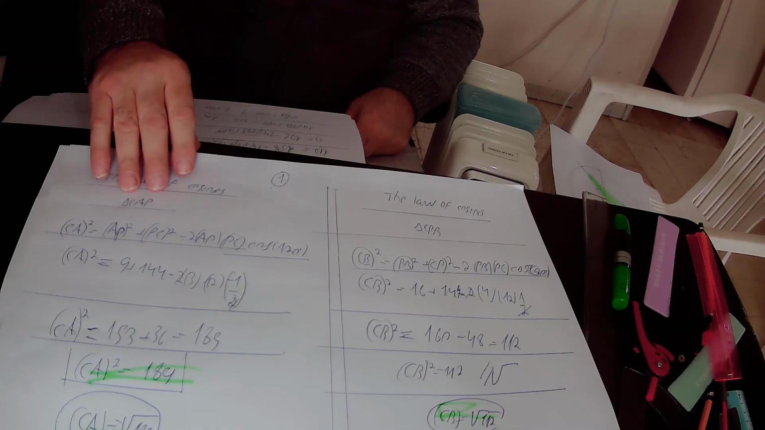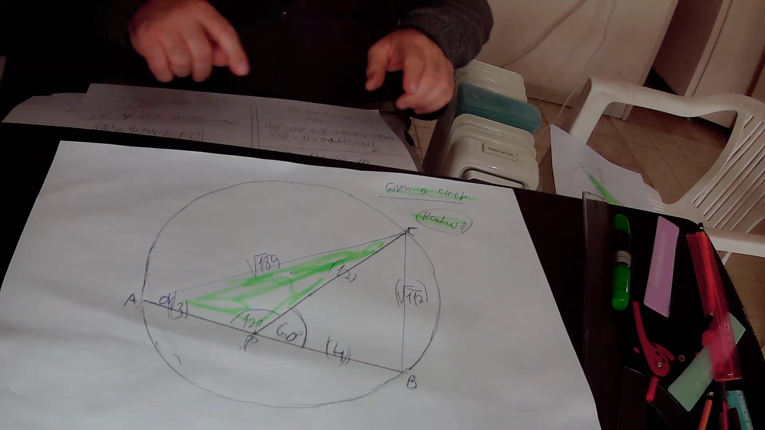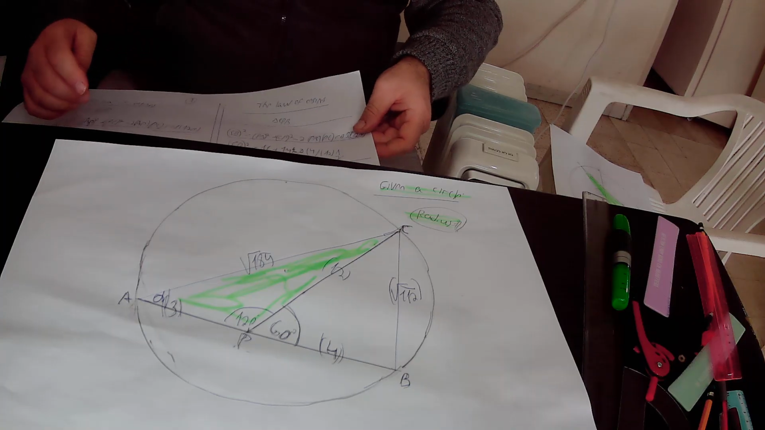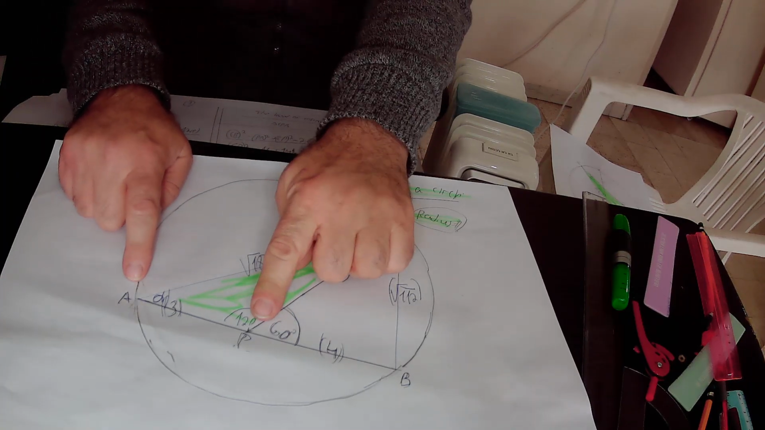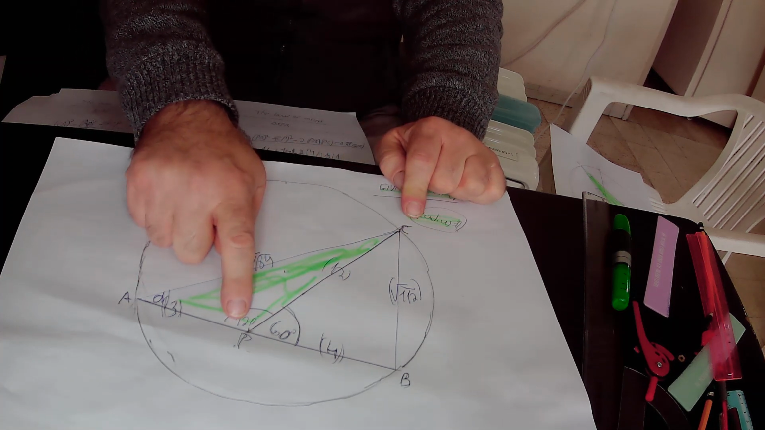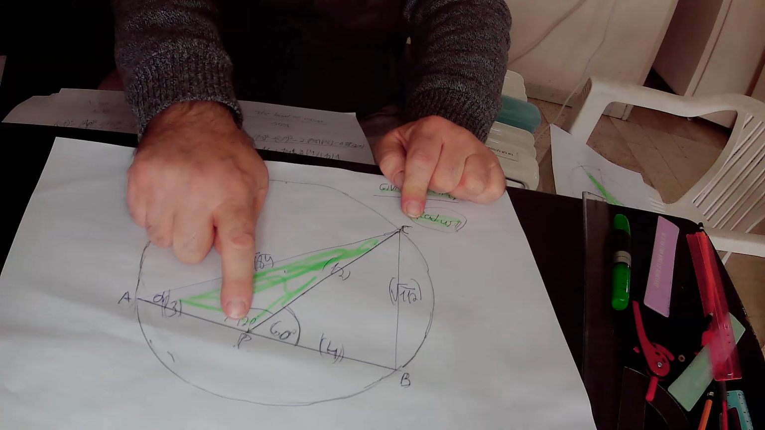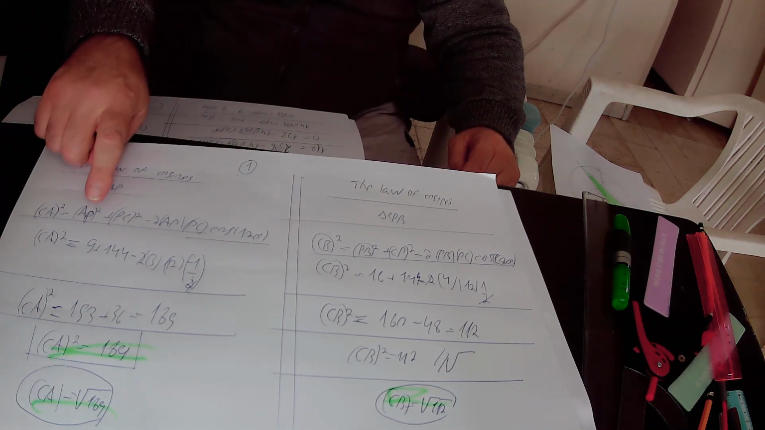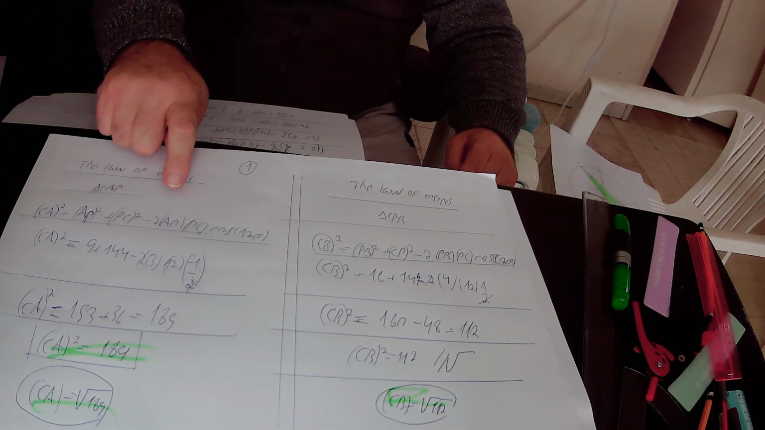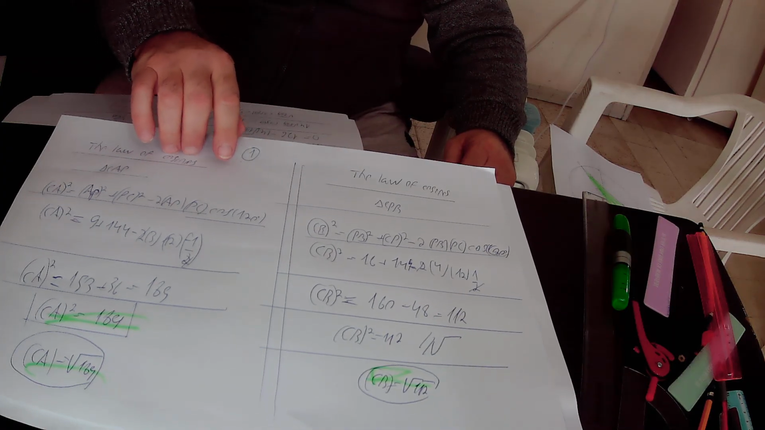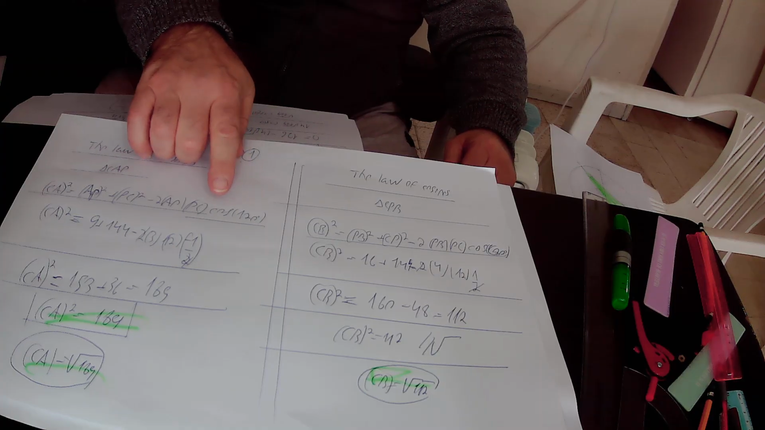CA is the missing side, so CA squared equals AP squared. AP is 3, therefore AP squared is 3 squared, that is 9, plus PC squared. PC is 12, therefore PC squared is 12 squared, that is 144. So CA squared equals 9 plus 144, minus 2 times AP, which is 3, times PC, which is 12, times cosine 120 degrees. Cosine 120 degrees is equal to minus 1 half.